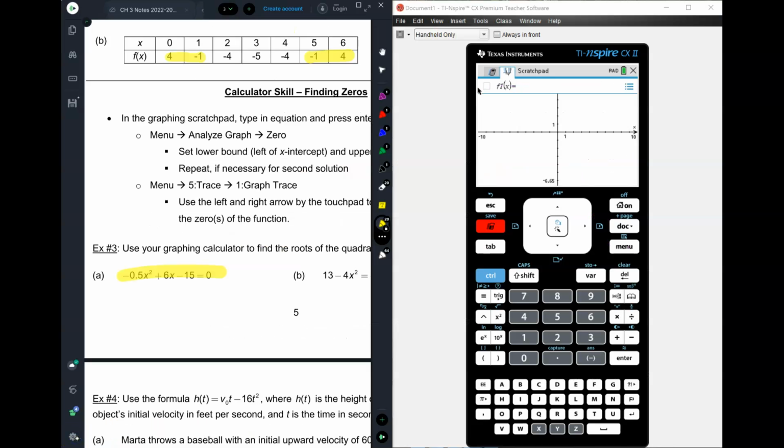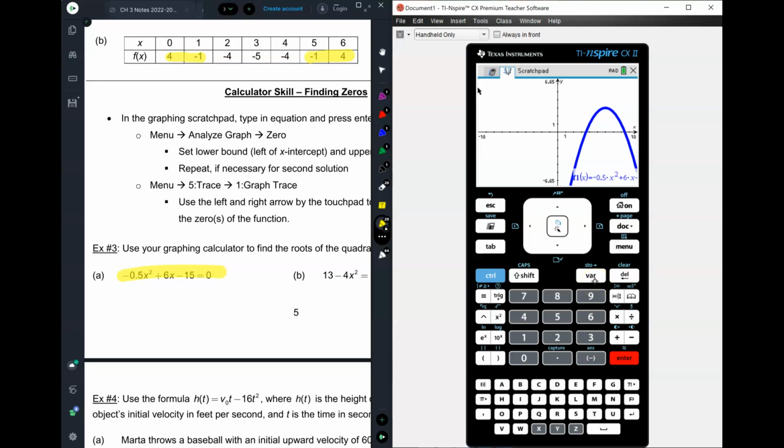So we are graphing example number 3a. This is -0.5x squared plus 6x minus 15. But what is important is for the negative, don't put the minus sign. Put the negative symbol. It does make a difference. Okay, now, we're going to graph this like this. Menu, graph entry edit, function.